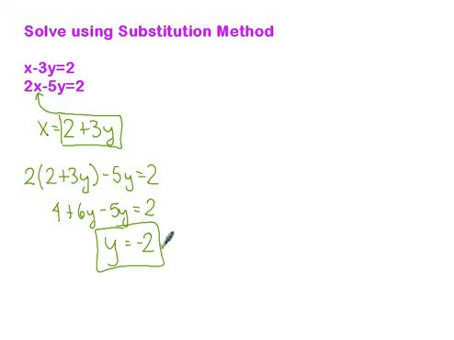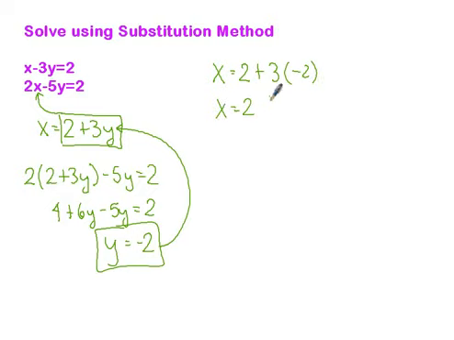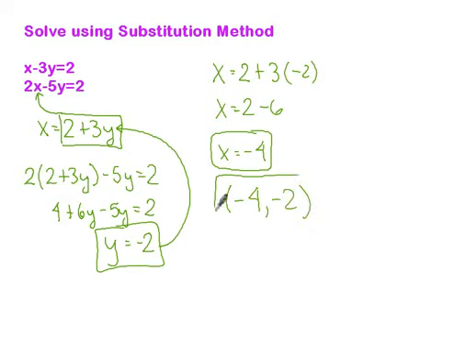Once you have this solved, the rest is fairly simple. Just plug it back into your modified equation, and you get x is equal to 2 plus 3 times negative 2, and so x is equal to 2 minus 6, and you get x is equal to negative 4. So we have negative 4 and negative 2. My solution is negative 4 and negative 2. And once again, that's the ordered pair where these two lines would cross if you were to graph them.